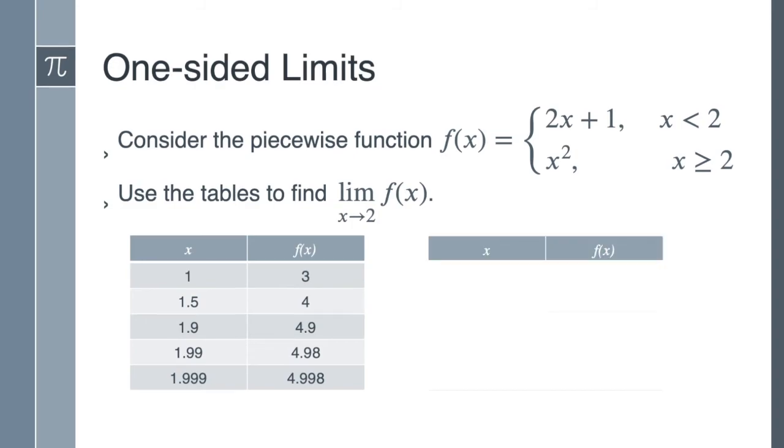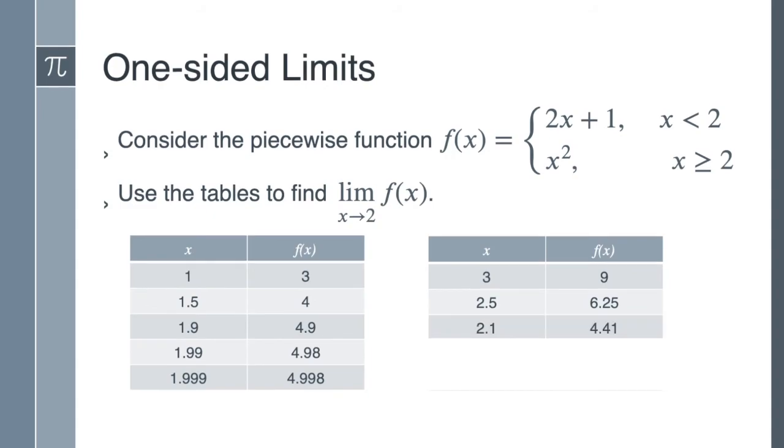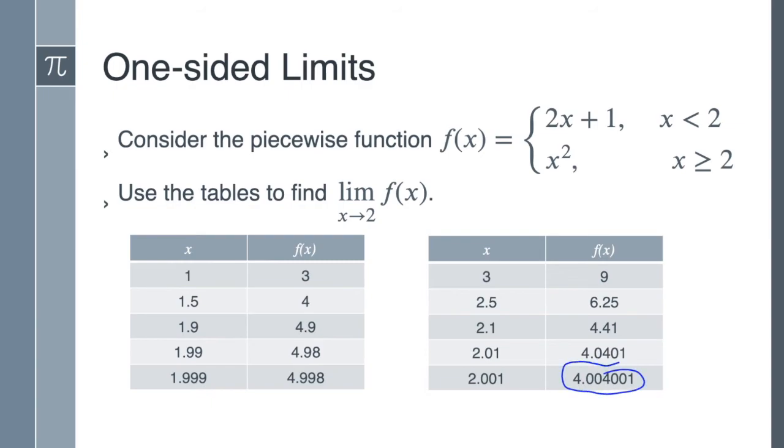How about from the right? If it's from the right, we're going to start with 3, correct? Since 3 is greater than 2, we make use of this function. So just square it. 3 squared is 9. 2.5, we're going to approach 2, right? So 2.5 squared is 6.25. 2.1 squared is 4.41. 2.01 squared is 4.0401. And 2.001 squared is 4.004001. And we can see that this limit from the right is approaching the value 4. So good.